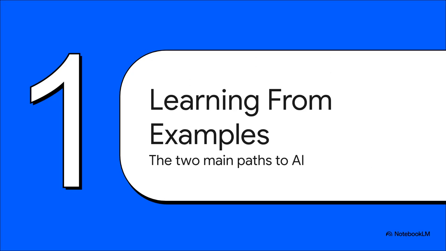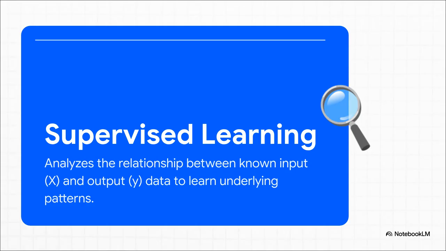Okay, so how does this learning actually happen? Well, it turns out there are really two main roads, two fundamental paths that have gotten us to the kind of AI we see today. The first, and by far the most common, is called supervised learning. Here's a great way to think about it.